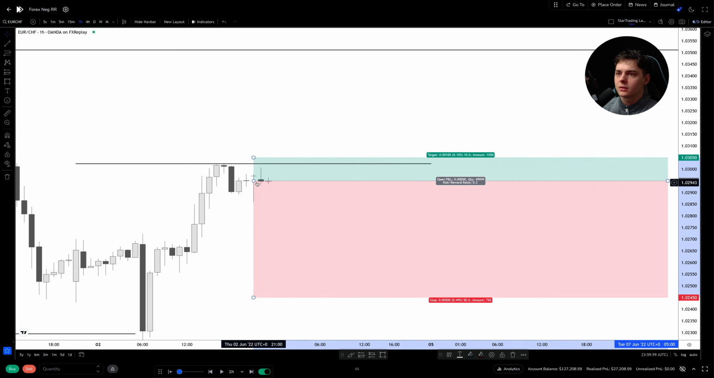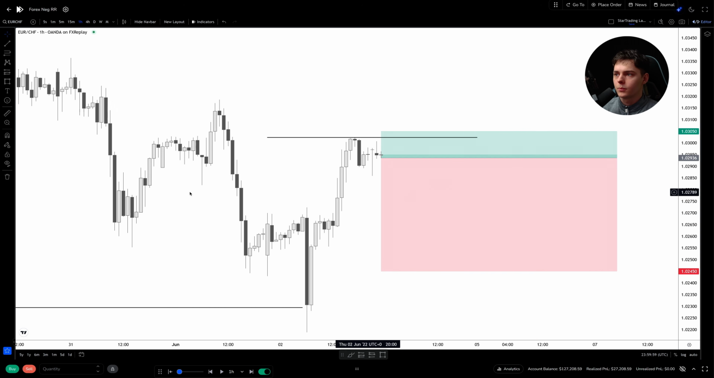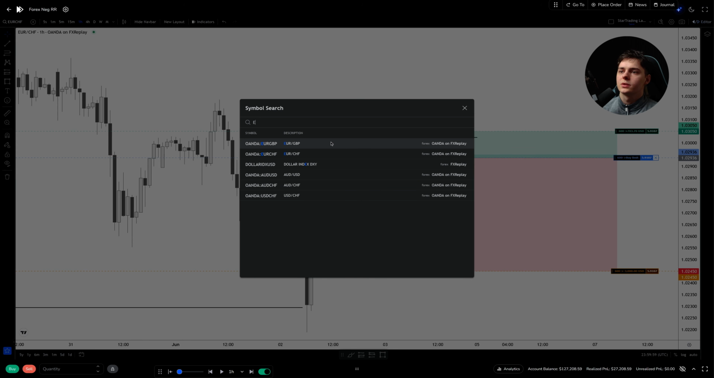I can extend my entire entry right to that candle low. Most likely it's going to be hit. Limit order, and we're just going to let it run.